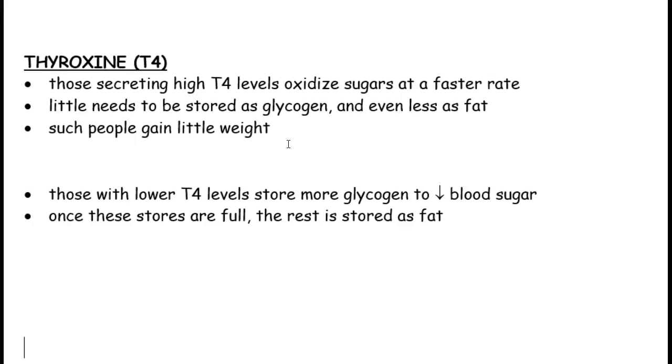Conversely, those that for whatever reason are secreting lower levels of thyroxine are not going to be able to use the sugar that's in their bloodstream because it's not getting oxidized as quickly, and so it's going to get stored as glycogen in order to maintain that constant blood sugar level. So eventually those glycogen stores do get full, and where do they go instead? They get stored as adipose fat, as adipose tissue.